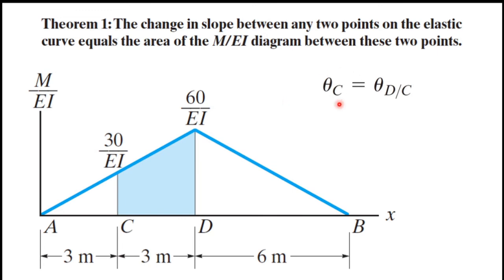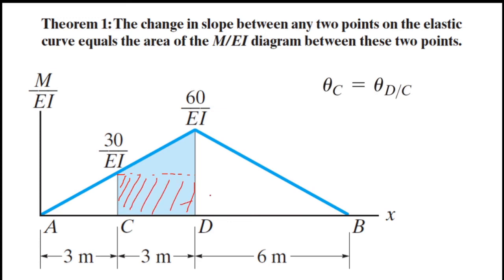So you can see I wrote here theta C equals theta DC. So there are two letters now, D and C. So now we can go over the M over EI diagram. So we have to mark the area between D and C. So this is C, this is D. The area between D and C, or area between C and D, is this area. Now we just have to find this area. So that is the answer. That is the slope at point C. So for that I will draw a line through this point. Next I can find this area easily.